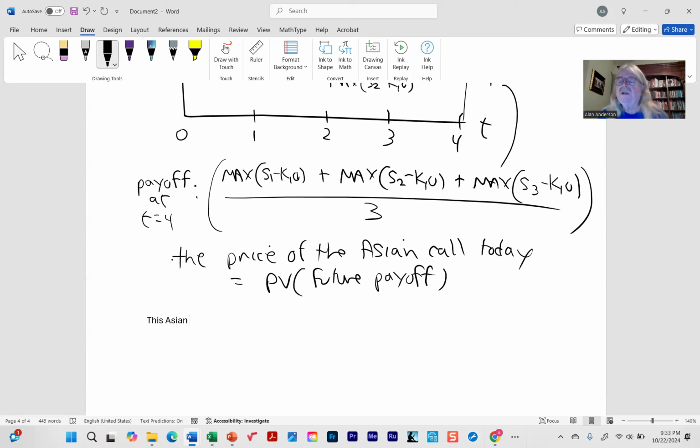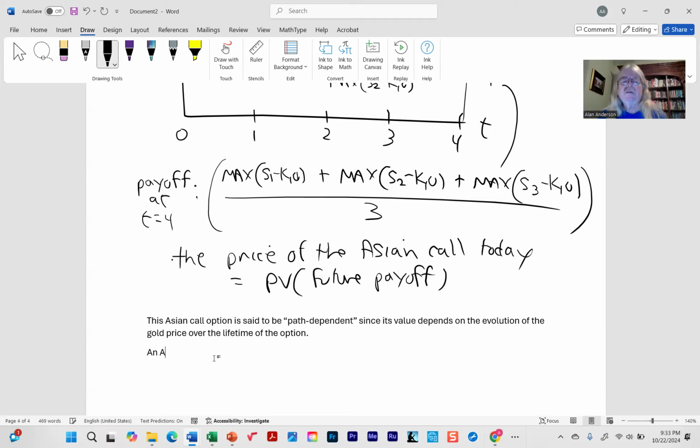By the way, there's more than one way to structure an Asian option. This is just one way it can be done. This Asian call option is said to be path-dependent since its value depends on the evolution of the gold price over the lifetime of the option. Okay, now here's a good question. Why would you want something like this?